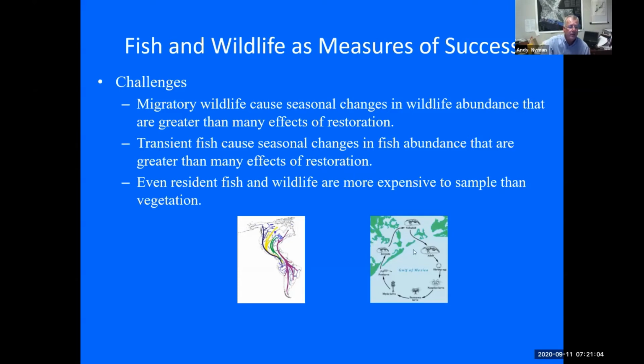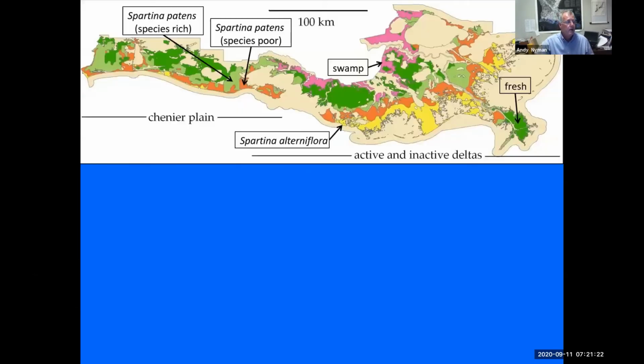And even the resident fish and wildlife, like the alligators or the grass shrimp that live up in the marsh, even those are much more expensive to measure than the vegetation. And so that's one of the main reasons why we don't measure fish and wildlife. It's expensive to get a little data. I'm going to show you some data though.